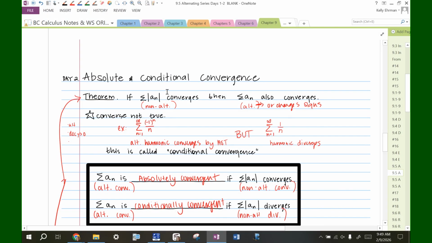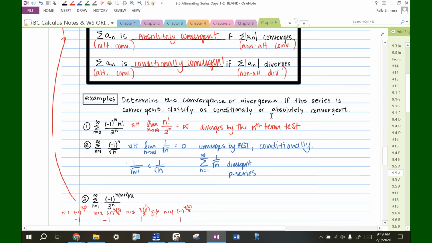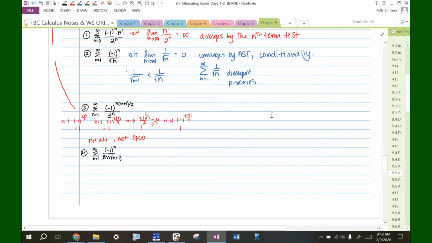If I can show that the positive version of this series converges, then even if I throw in some positives and negatives here and there, that's going to converge as well. All right, so let's look at the positive version of this.